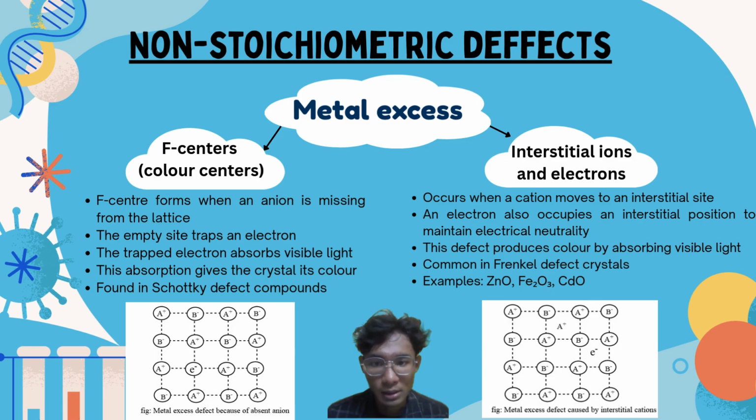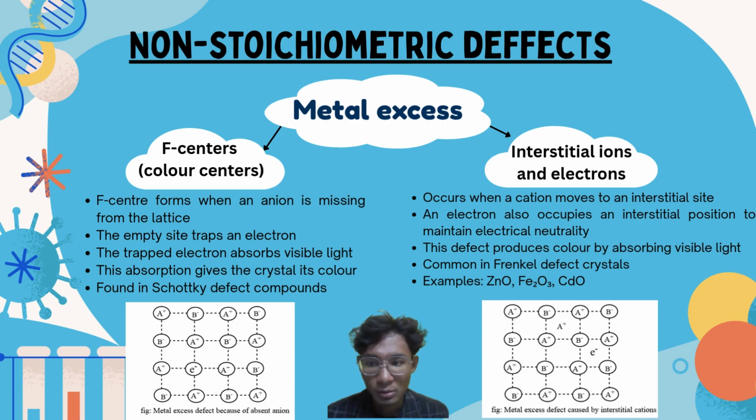And the first one is F-center or color center, and the second way is interstitial ion and electron. For the F-center, in this defect, an ion is missing from its normal lattice site, and the resulting vacancy is occupied by an electron. Such defects are known as F-centers. The trapped electron occupies the vacancy region and is mainly responsible for the color of the crystal.